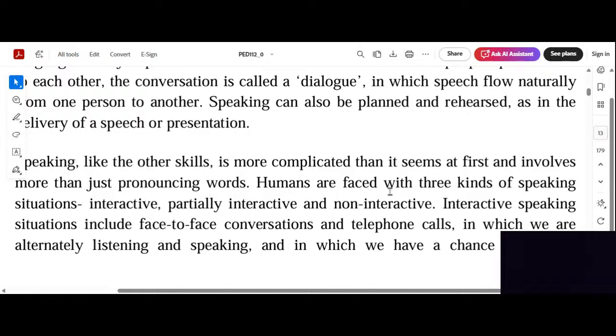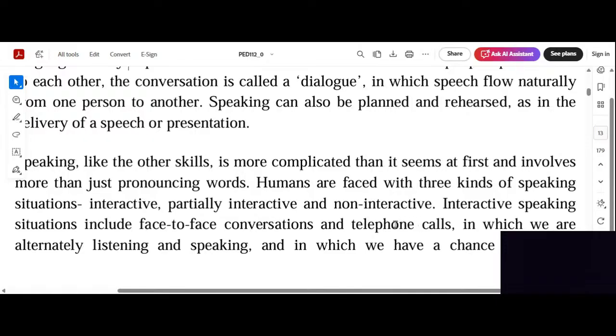Humans are faced with three kinds of speaking situations. We have just two types of listening situations, if you remember: the interactive and the non-interactive. But now under speaking, we have three. And the three of them are interactive, partially interactive, and non-interactive at all. Let's look at what the three of them mean.